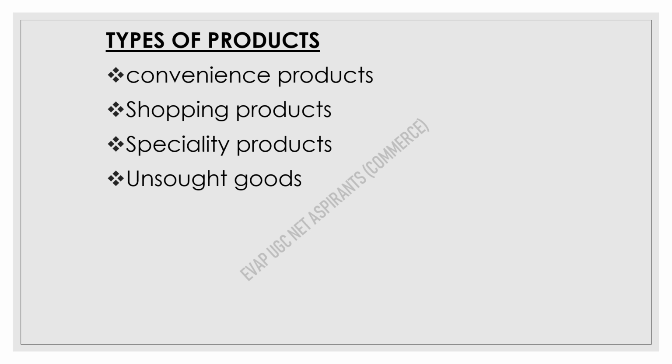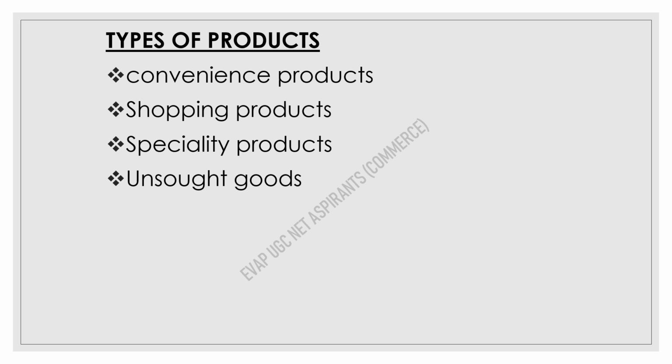Next is shopping products. So what are shopping products? These products are purchased based on comparison of attributes, that is based on the comparison of the characteristics of the product. They are not frequently purchased, they are purchased only less frequently, and these products are available in selective outlets only.